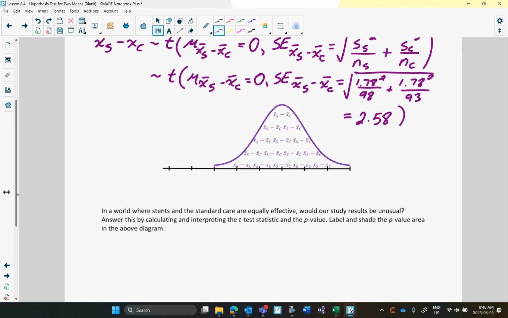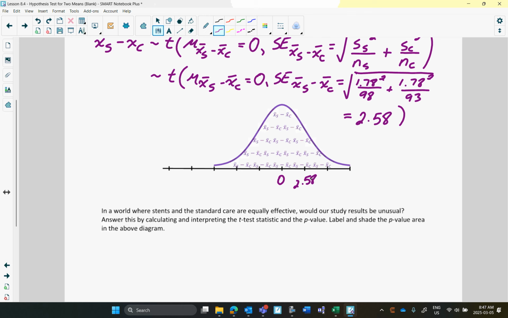So what does all that mean? Well, remember, here's our t distribution. So this represents the mean point estimate, which is the null value, 0. And then we add the number of standard errors and subtract the number of standard errors. So this would be 2.58.